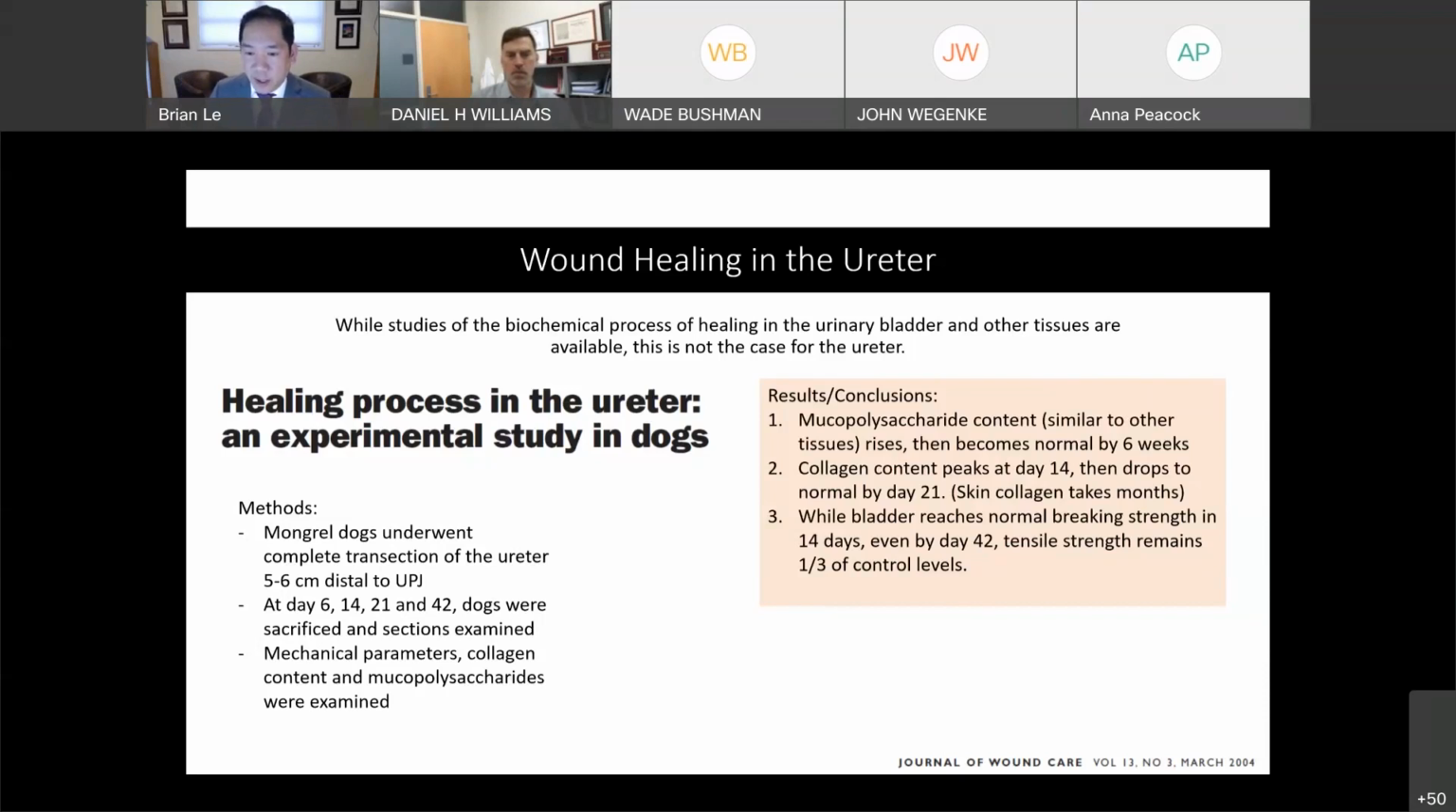The tensile strength for the ureter, at least in this one, even out to 42 days, was really quite low, 1/3 of control levels. So this behooves us to really pay attention, because it's going to take so long to build any tensile strength. The mantras of reconstructive urology are good tissue handling, minimizing tension on the anastomosis, and minimizing infection and things of that sort around the healing process itself, because even 42 days out, it's 1/3 of control levels.